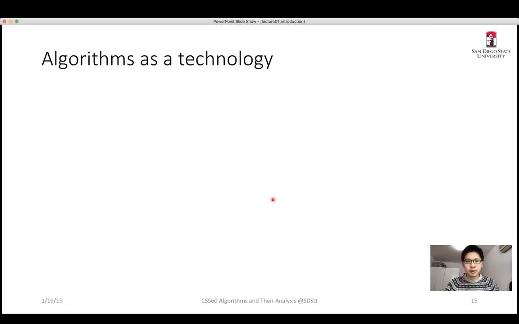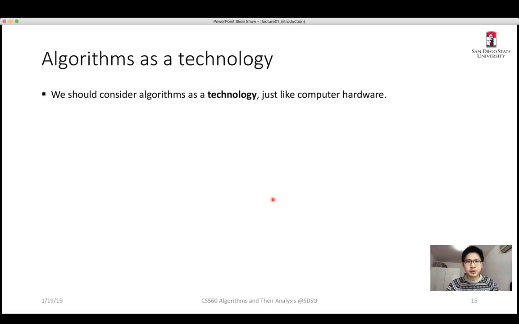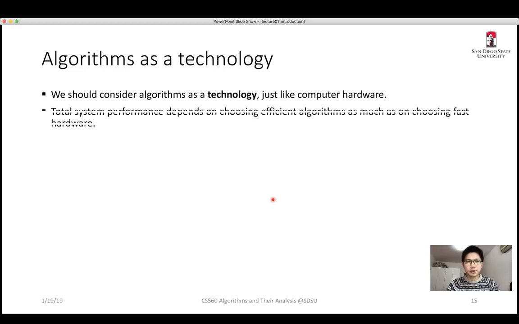Okay, so using this example, what we want to conclude is that we should view algorithms as a technology. We should consider it as a technology as important as computer hardware, because the performance of the computer system depends not only on choosing fast hardware, but also highly depends on choosing the efficient algorithms, choosing the right algorithms to solve the problems.